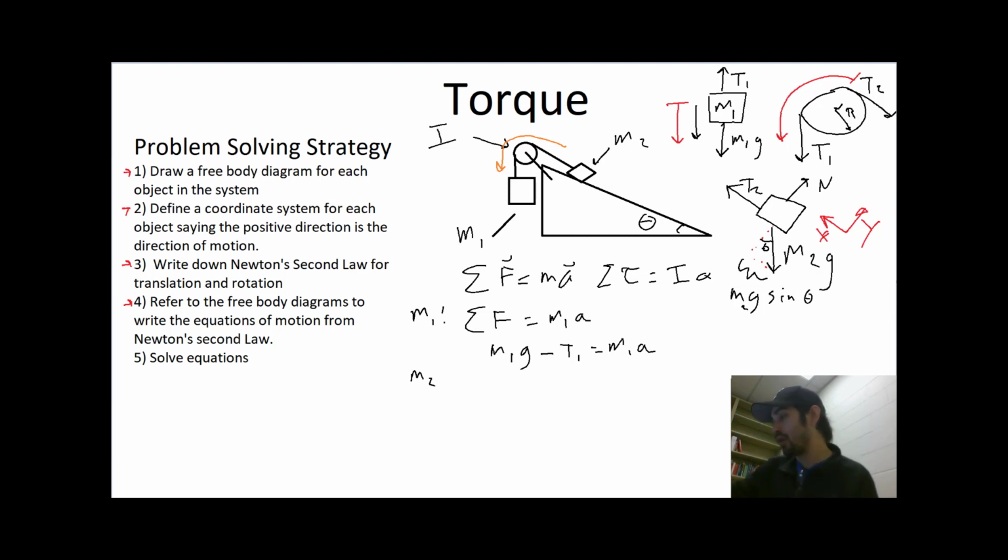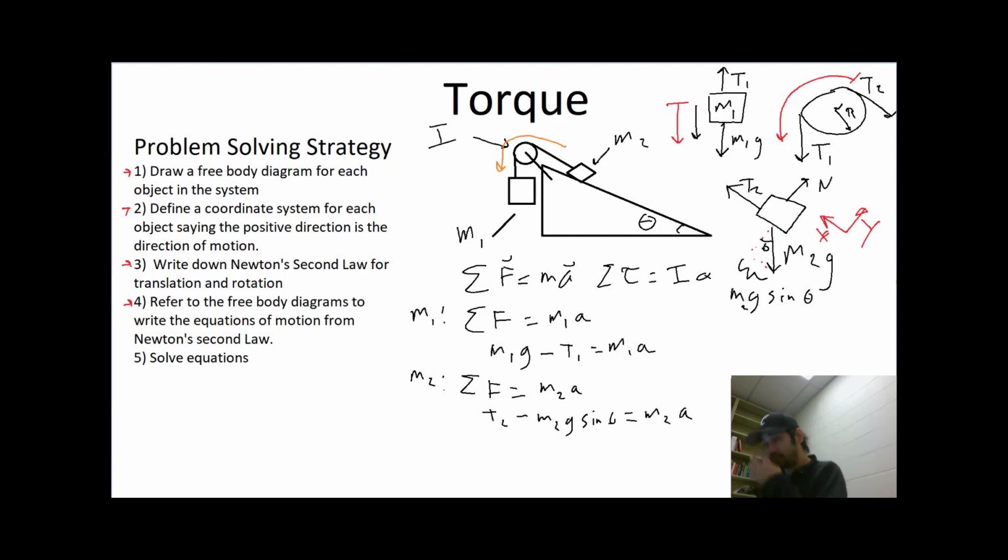Okay, so now we can write our equation for M2. For M2, this is going to say that the sum of the forces is going to be equal to M2 times A, which says that I have a tension that's going to be in the positive x direction. So this is going to be T2 minus M2G sine of theta, because this component of gravity is going to be negative relative to the x direction, and this is going to be equal to M2 times A.